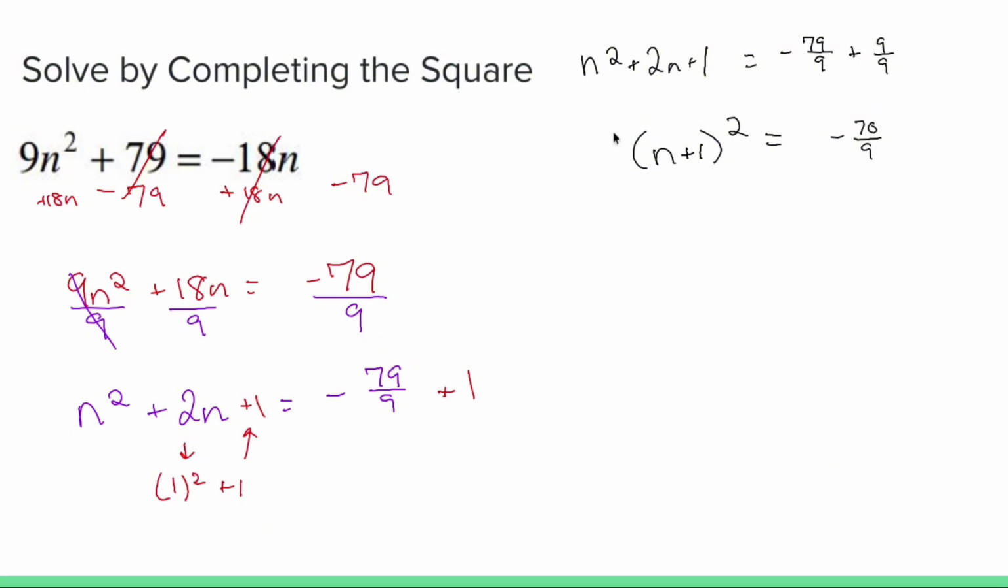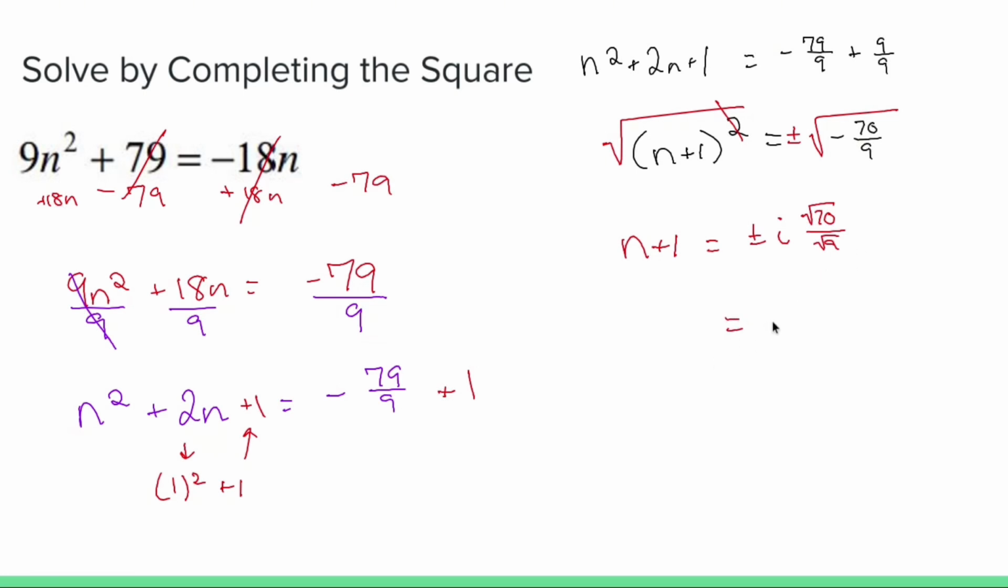What we do now is we need to get rid of that squared, and we do so by square rooting both sides. Don't forget to attach your positive or negative. N plus 1 on the left is going to equal positive or negative the square root of negative 70 over 9 inside the square root. Now, a couple things that I can do inside this square root. Since it's a negative, I can pull out an i. Now I can write this out as the square root of 70 over the square root of 9.